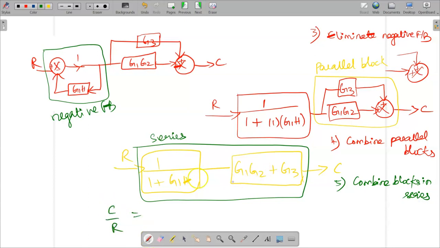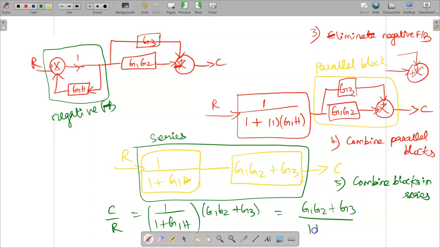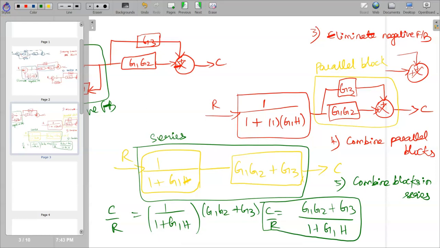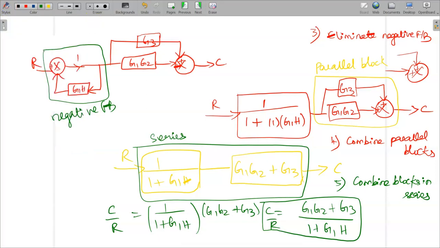So what is C by R? Multiply these two terms and write 1 by 1 plus G1H into G1 G2 plus G3. That is nothing but G1 G2 plus G3 divided by 1 plus G1H. So this is your final C by R. When you check the previous problem in the previous video, there also we obtained the same answer.